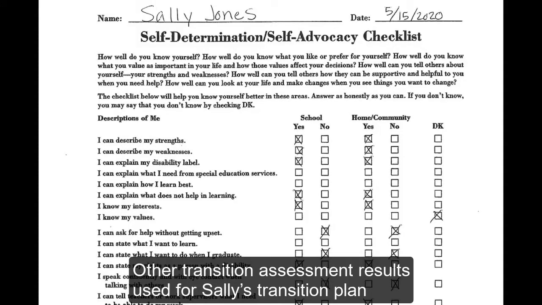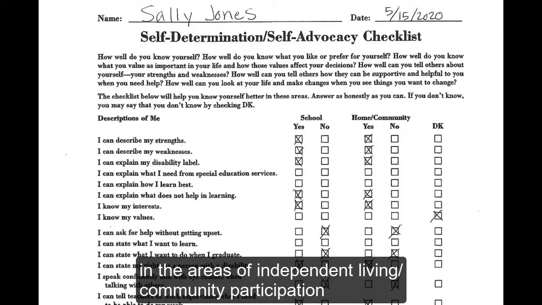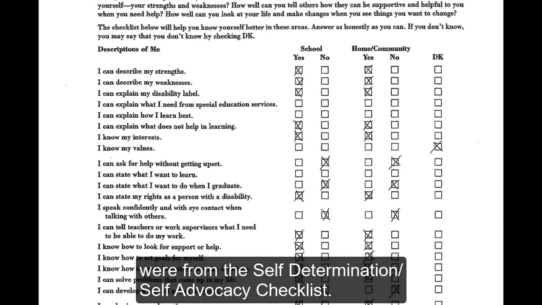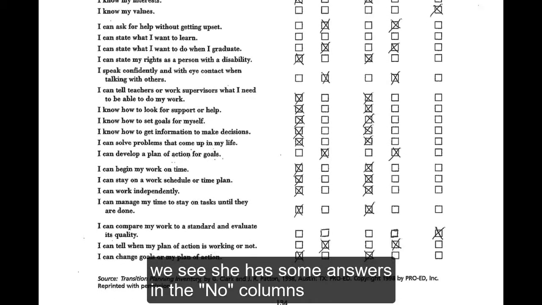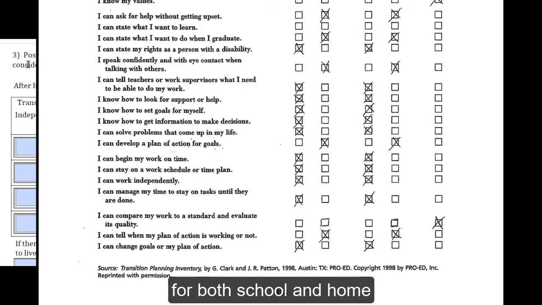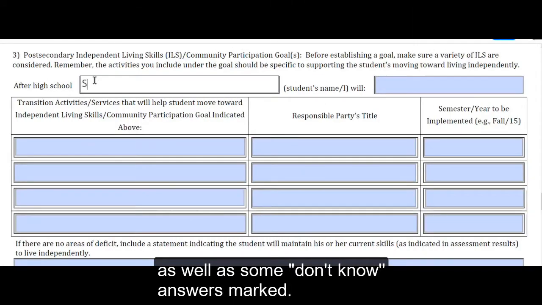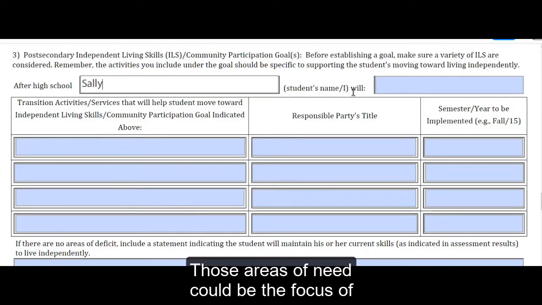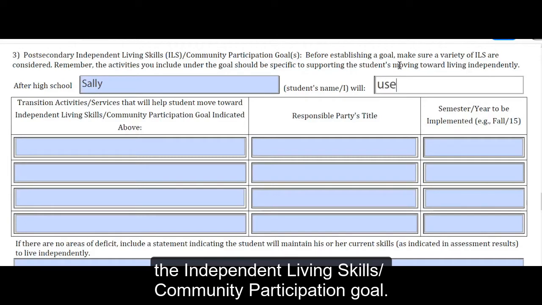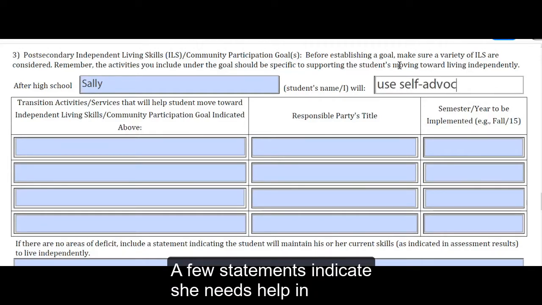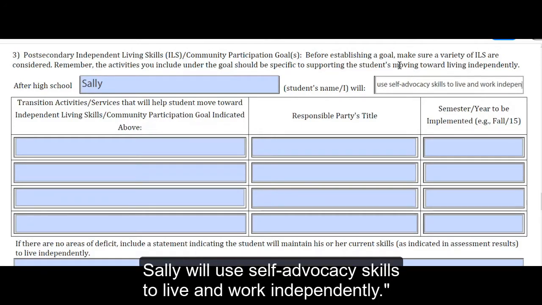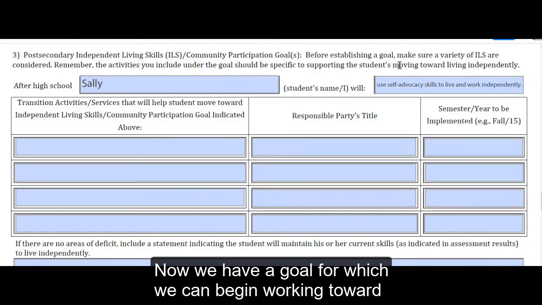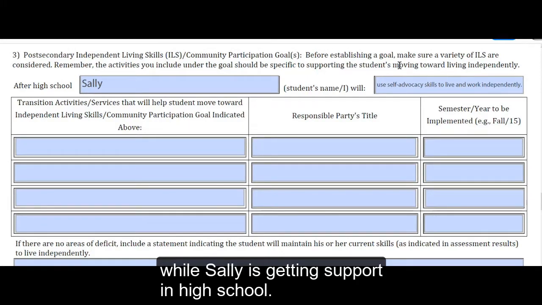Other transition assessment results used for Sally's transition plan in the areas of independent living and community participation were from the self-determination, self-advocacy checklist. As we look at her responses, we see she has some answers in the no columns for both school and home, as well as some don't know answers marked. Those areas of need could be the focus of the independent living skills community participation goal. A few statements indicate she needs help and asks for help without getting upset. The goal could read, after high school, Sally will use self-advocacy skills to live and work independently. Now we have a goal for which we can begin working toward while Sally is getting support in high school.